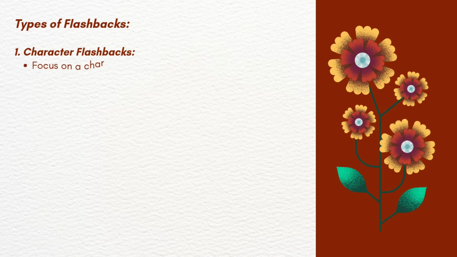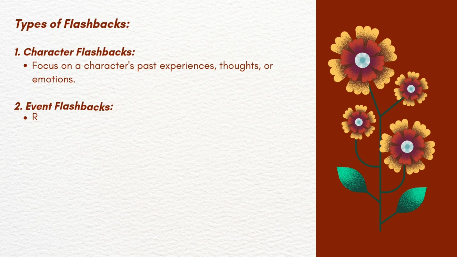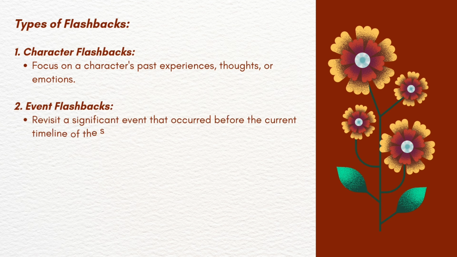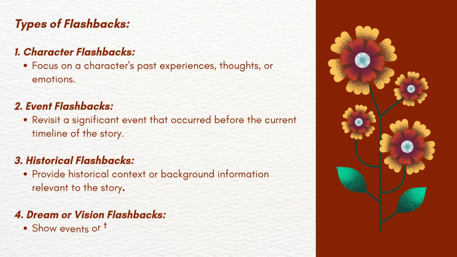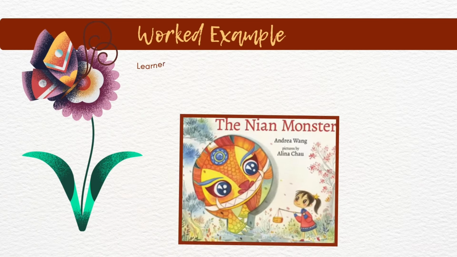We have character flashbacks, which focus on characters' past experiences, thoughts, or emotions. Event flashbacks revisit a significant event that occurred before the current timeline of the story. Historical flashbacks provide historical context or background information relevant to the story. Dream or vision flashbacks show events or thoughts imagined by a character.